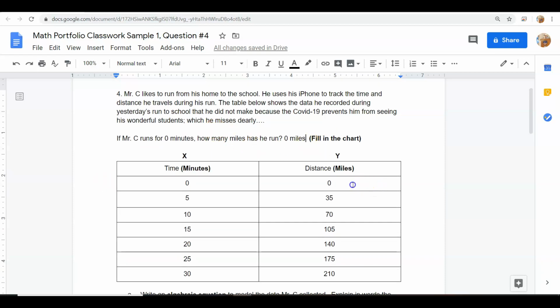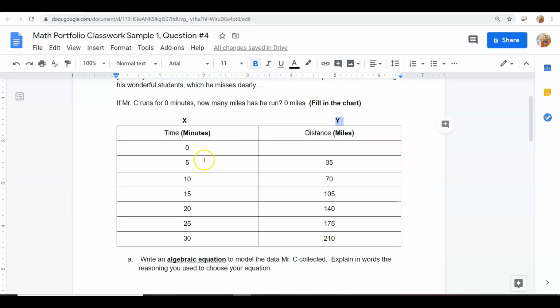Makes sense, right? So you should see a blank in your chart for the time. So at 0 minutes, that's how you read a chart, guys. There's the X column, there's the Y column. At 0 minutes, Mr. C has run 0 miles. Let's add that in. I'll show you again. At 0 minutes, Mr. C has run 0 miles. And that's anybody. Anybody at 0 minutes run will run 0 miles. You can't run miles if you don't run at all.